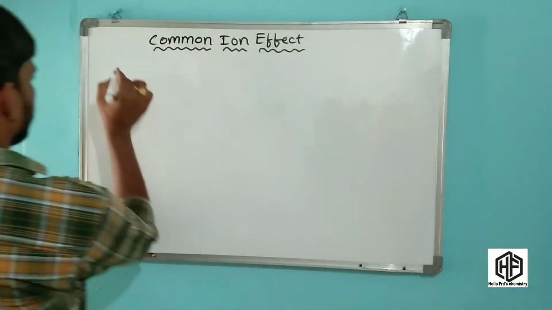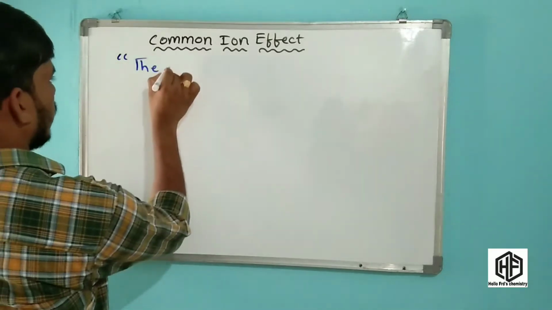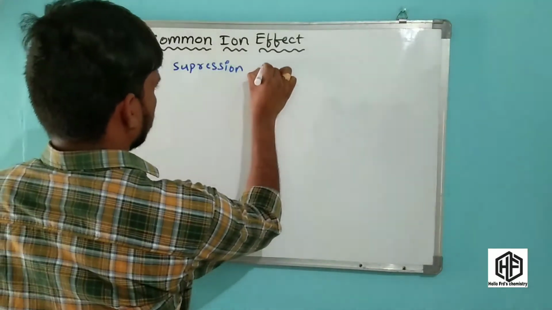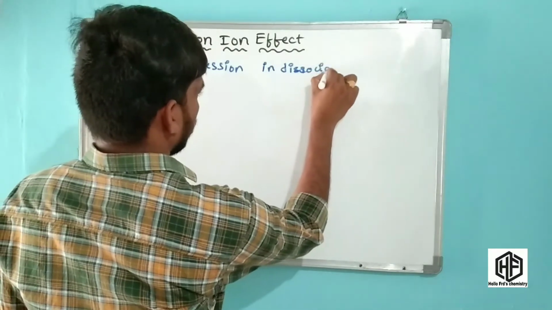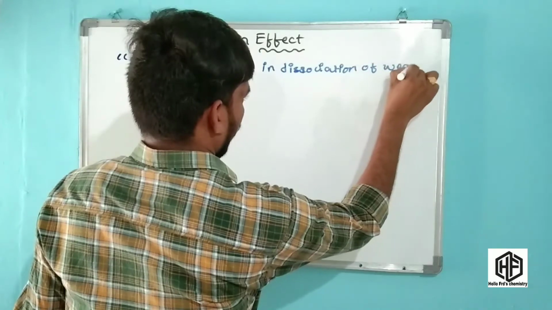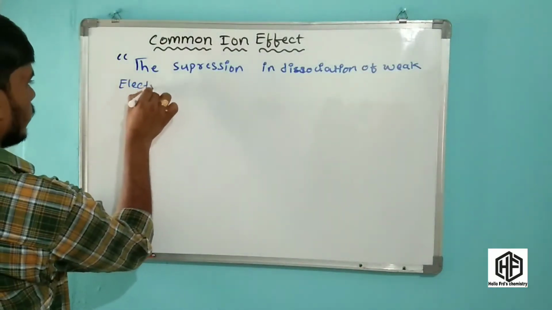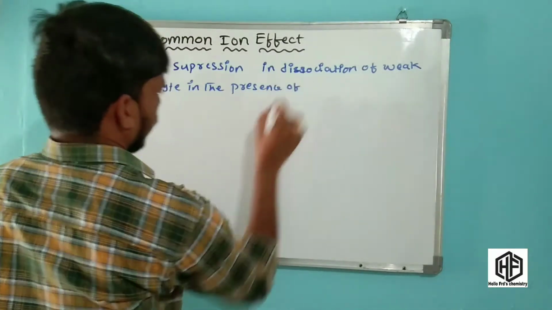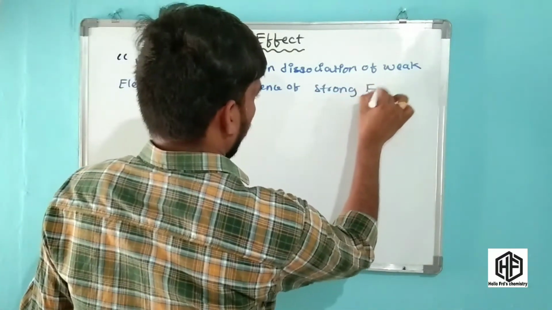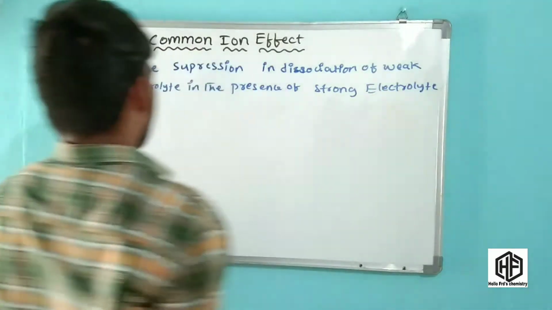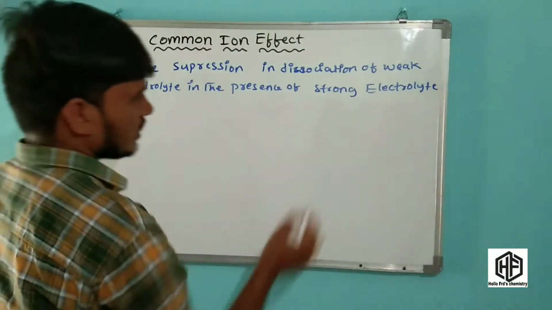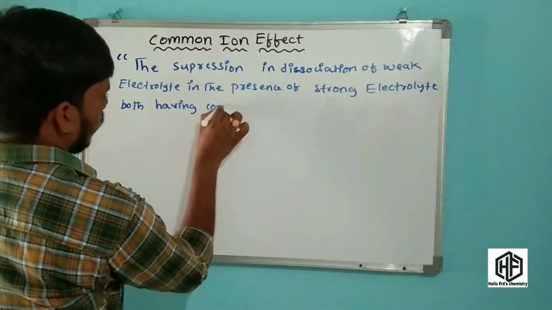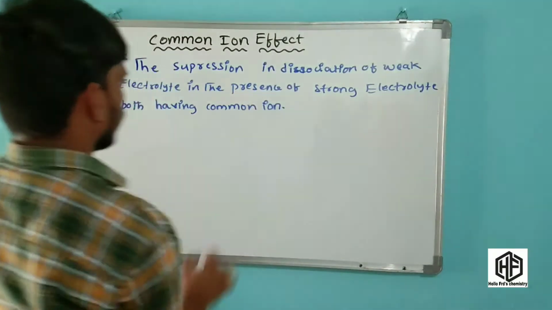Friends, the common ion effect is the suppression in dissociation of a weak electrolyte in the presence of a strong electrolyte, both having a common ion. This is called the common ion effect.